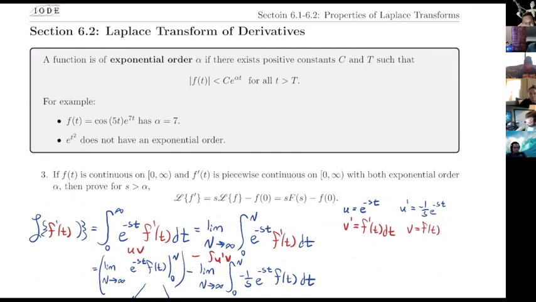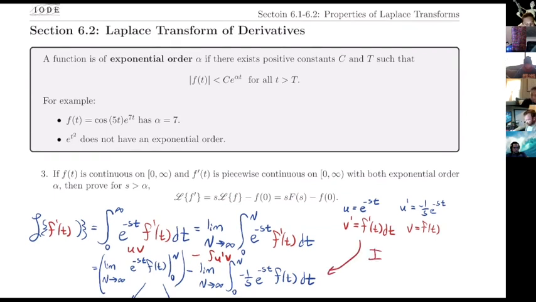I just have a question on that. Why is u prime... So the uv term is e to the minus st times f of t, and the u prime v is minus s e to the minus st times f of t. Okay, so the short answer is, to prove this, we need to use integration by parts. Any questions?